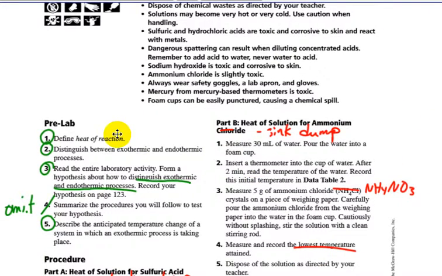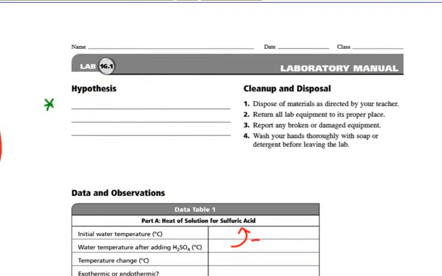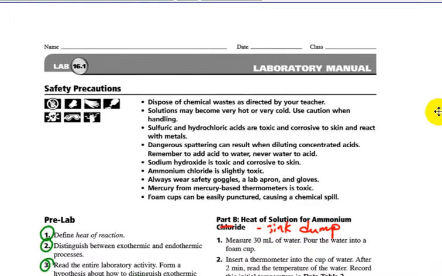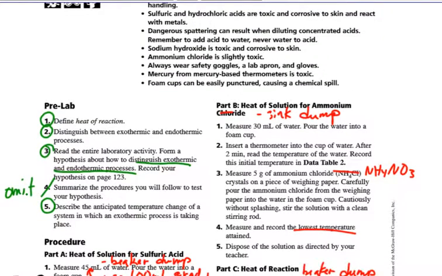Pre-lab: 1, define what heat of reaction is. 2, distinguish between exothermic and endothermic processes. 3, read the entire laboratory activity, form a hypothesis about how to distinguish between exothermic and endothermic processes, and record your hypothesis right here. So I kind of talked about that on the first page of this handout, so it should be fairly easy and straightforward.